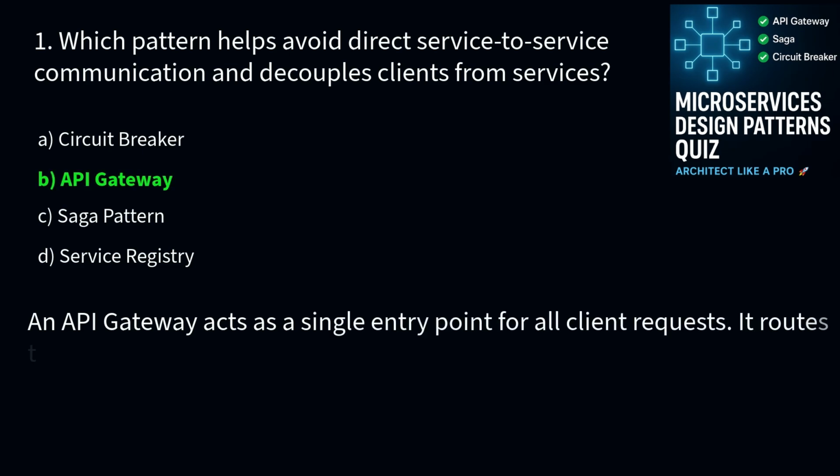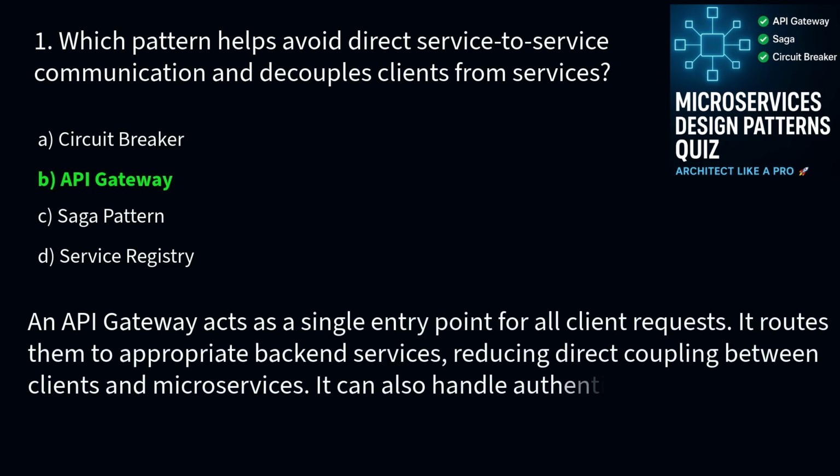API gateway. An API gateway acts as a single entry point for all client requests. It routes them to appropriate backend services, reducing direct coupling between clients and microservices. It can also handle authentication, logging, and load balancing.